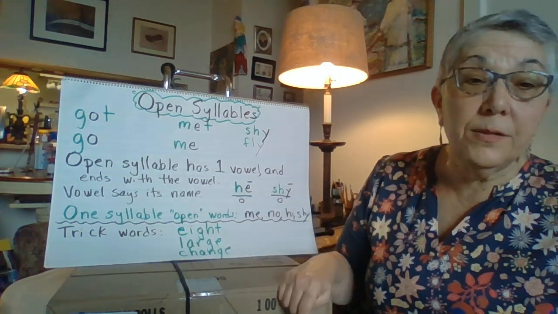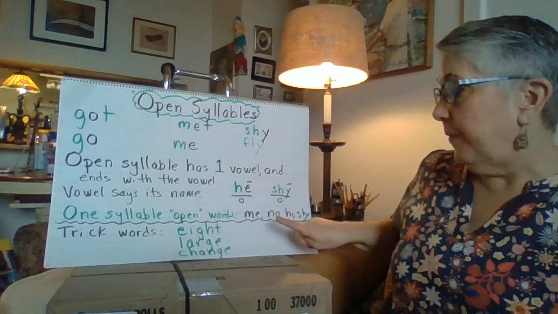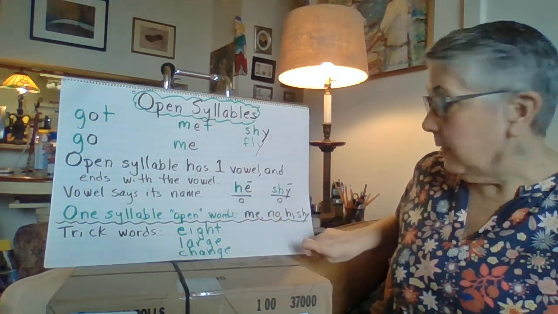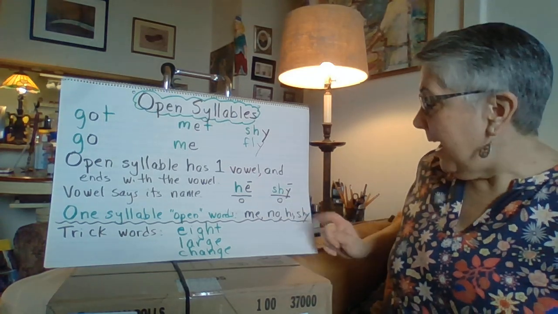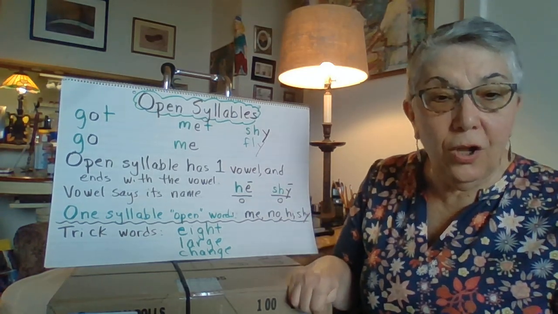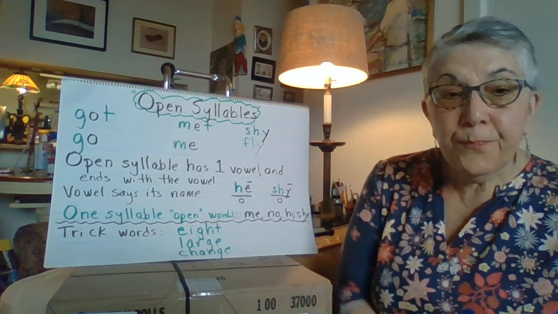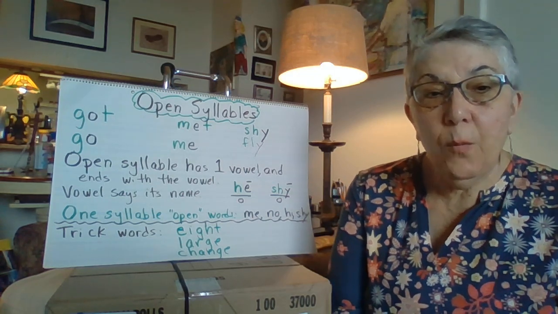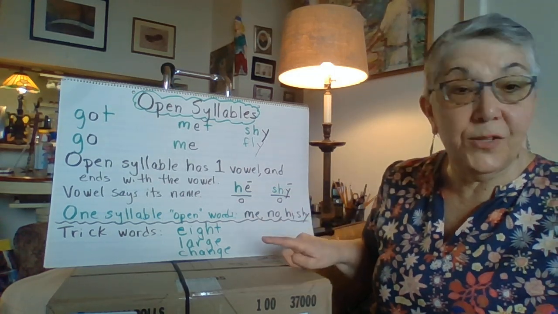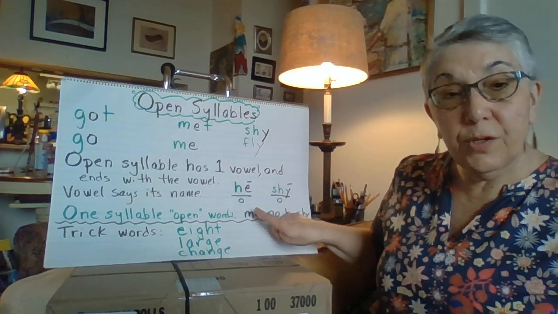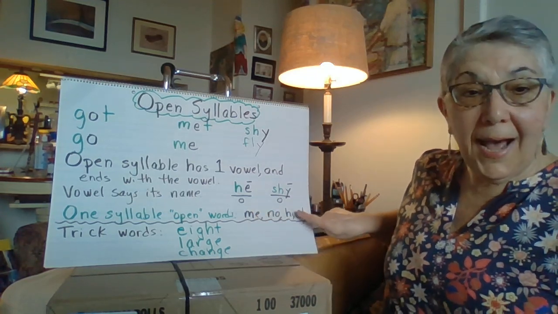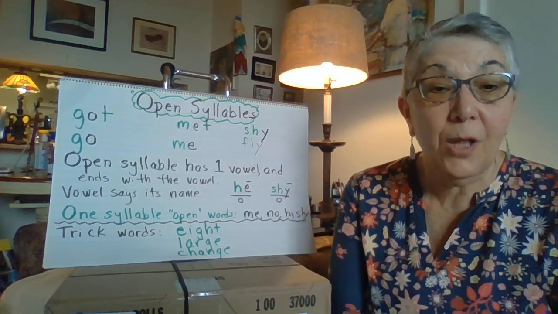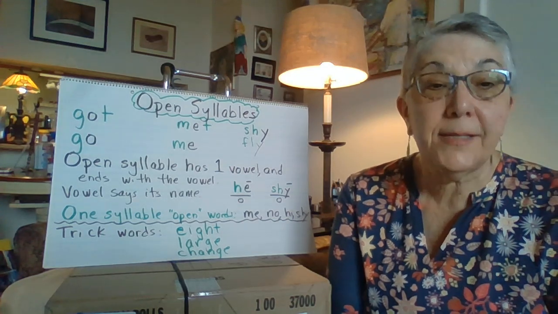So there are other one-syllable open words. Let's go over a few of them. The word me, the word no, the word hi, and the word shy are all open syllable words. When we're done here, I want you to click on the Google Sheet below, and I want you to write a sentence for each one of these words. There'll be directions on the Google Sheet. The words me, no, hi, and shy. Those are one-syllable open syllable words, and today you're going to write sentences for each of those words.